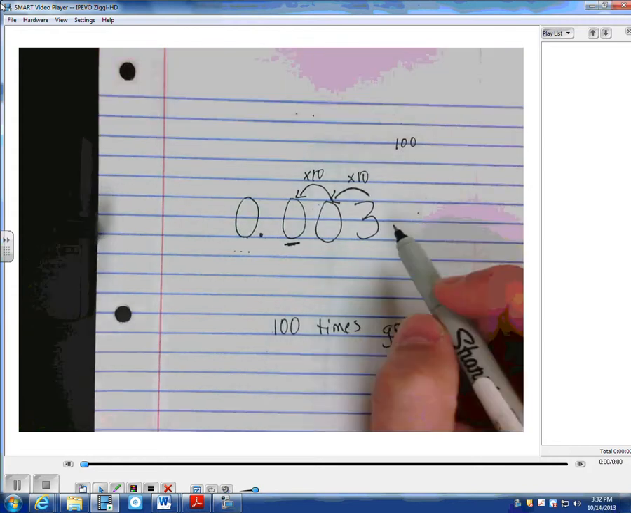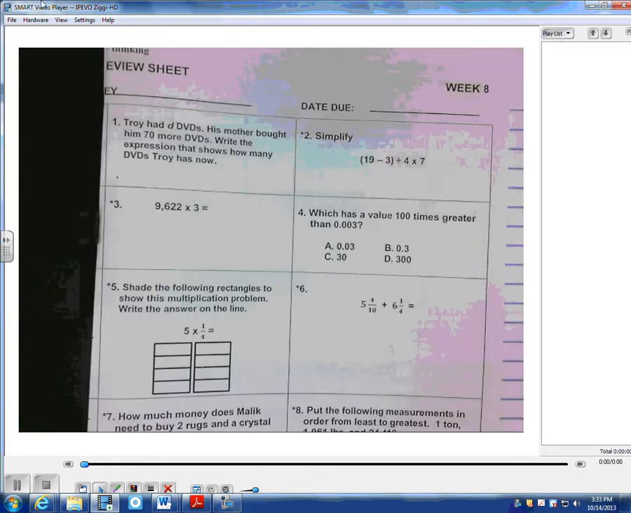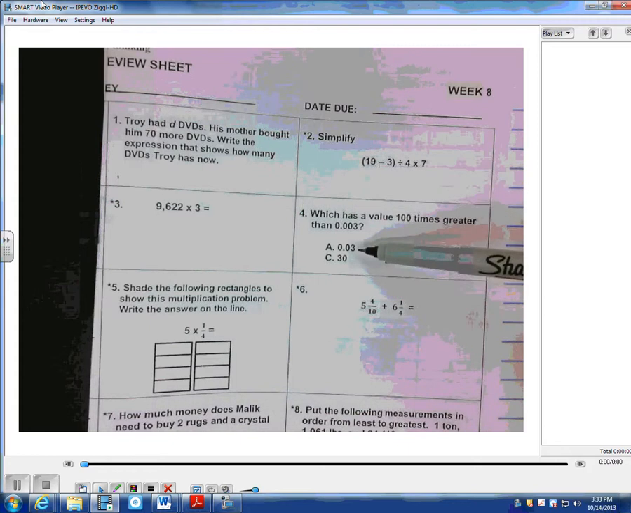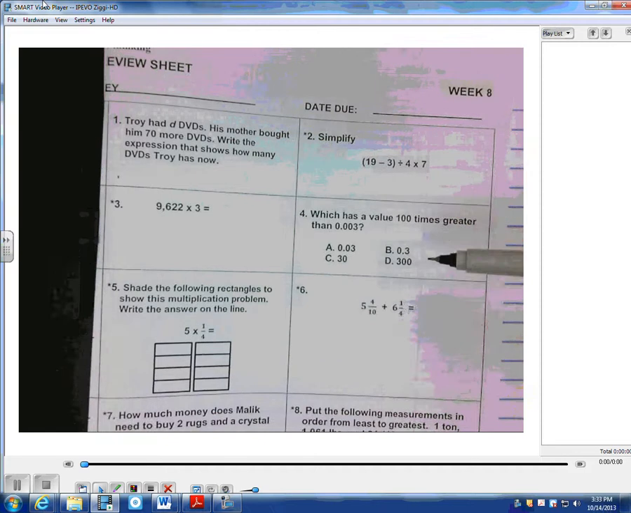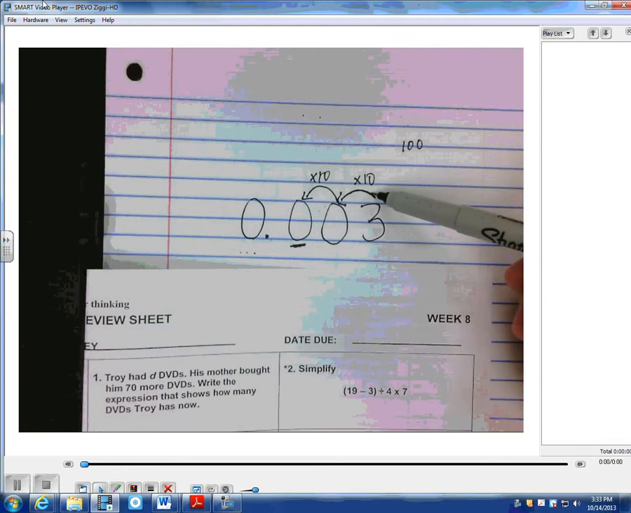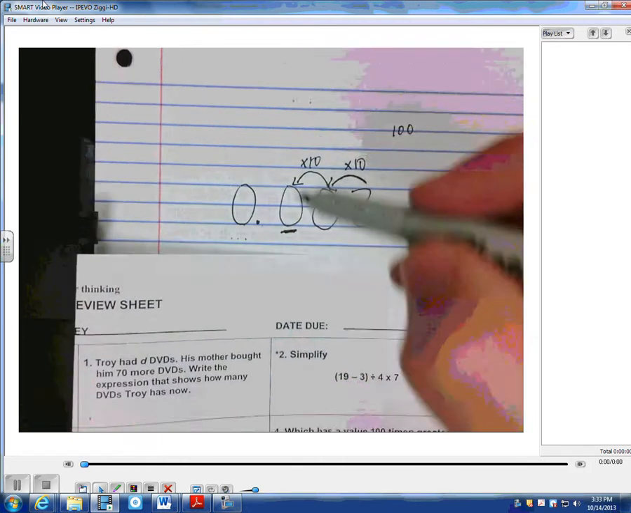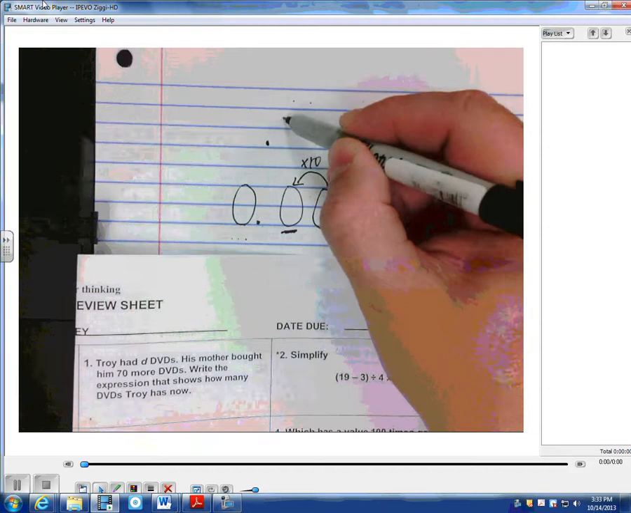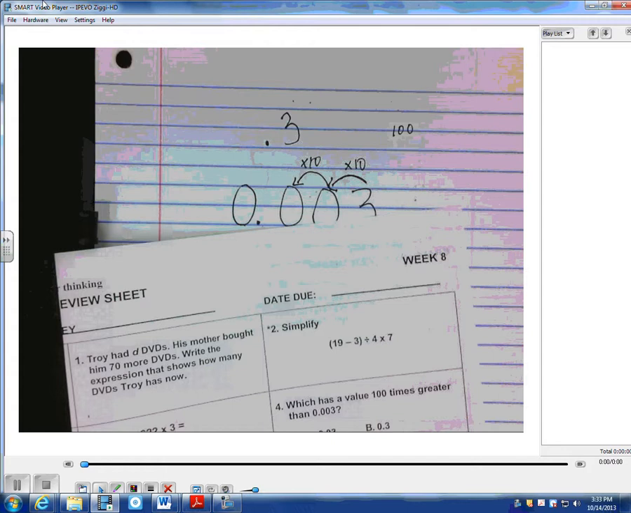Okay, so your choices are 3 hundredths, that's letter A. Let's go back here and look. Your choices are 3 hundredths, 3 tenths, the whole number 30, or the whole number 300. Okay? So again, since we're dealing with decimals in this problem, we already did the work here. We did 2 jumps, and that would land us right here in the tenths place. Okay? So in this problem, the answer would be 3 tenths, which should be letter B. Okay? Don't forget to show your work using the jumps, and we'll be covering decimals more this week.